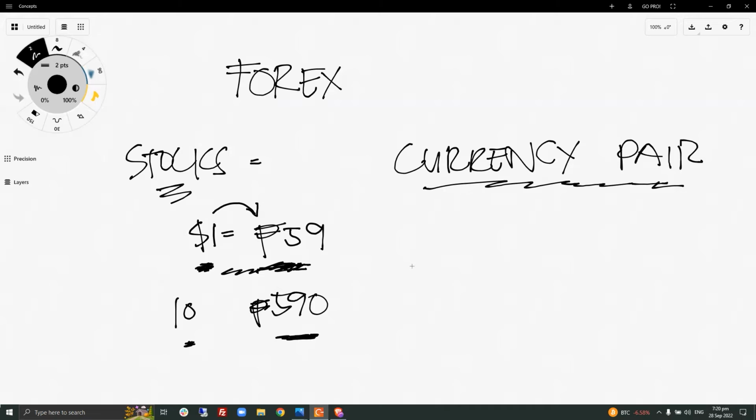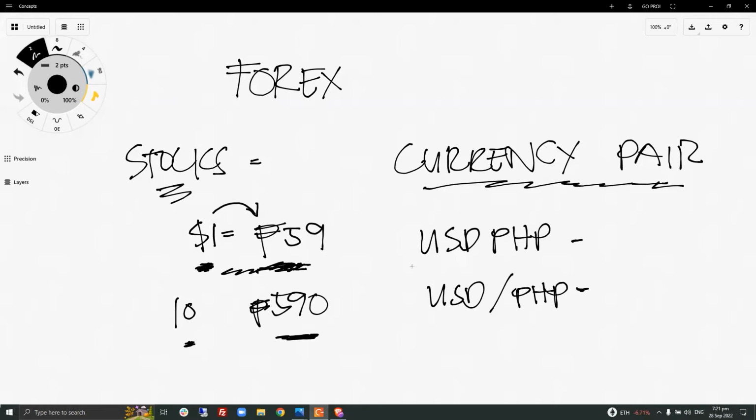In Forex market, the most standard way to write a currency pair is actually like this. So in terms of dollar to peso, the format is always like this, USDPHP or USD/PHP. And this format is what we call a currency pair, which basically means we have two currencies paired together and form an exchange rate.